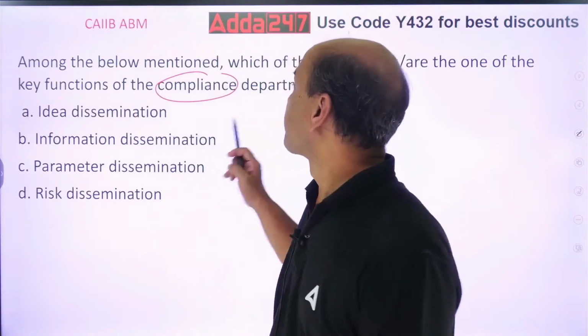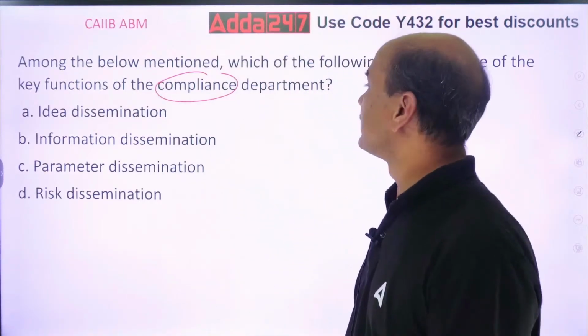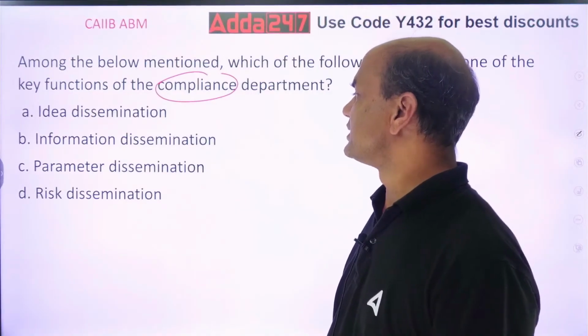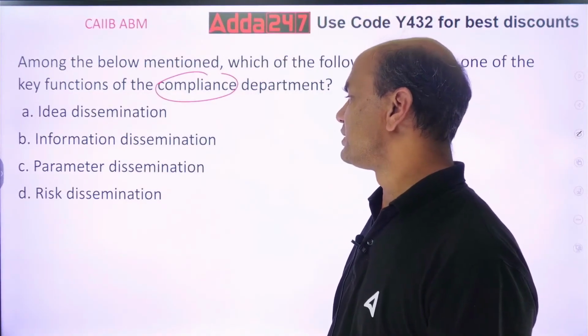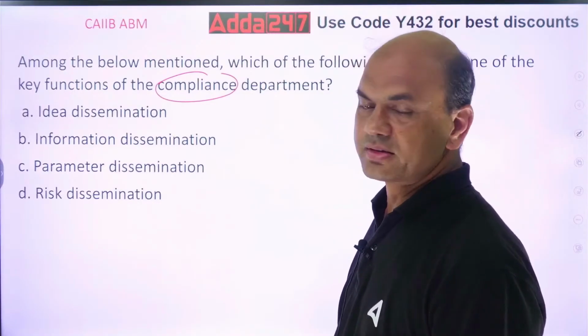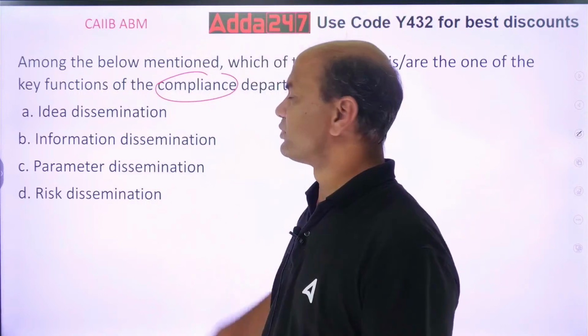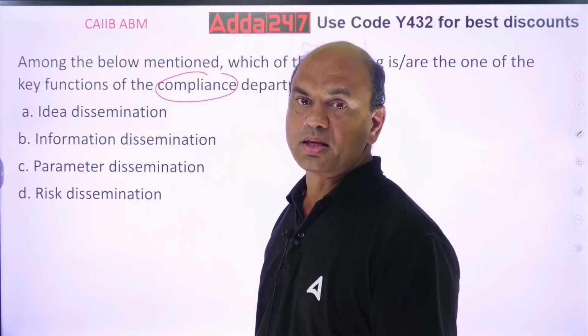So which of the following are one of the key functions? Idea dissemination, information dissemination, parameter dissemination, and risk dissemination. Which of them is the key function?